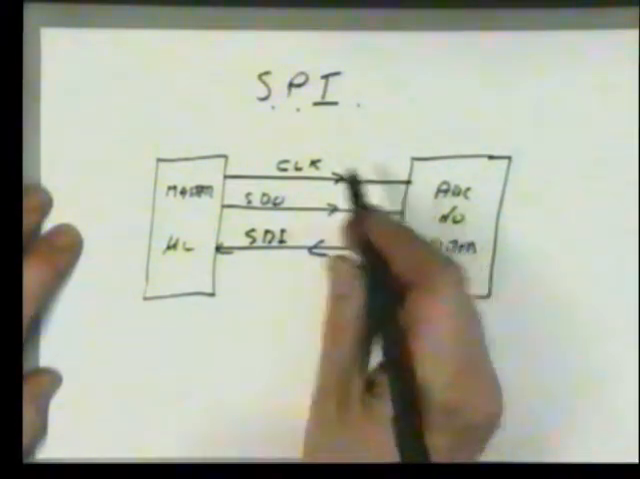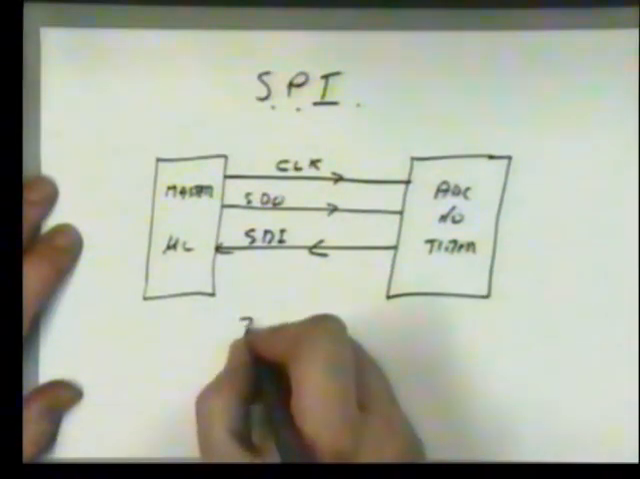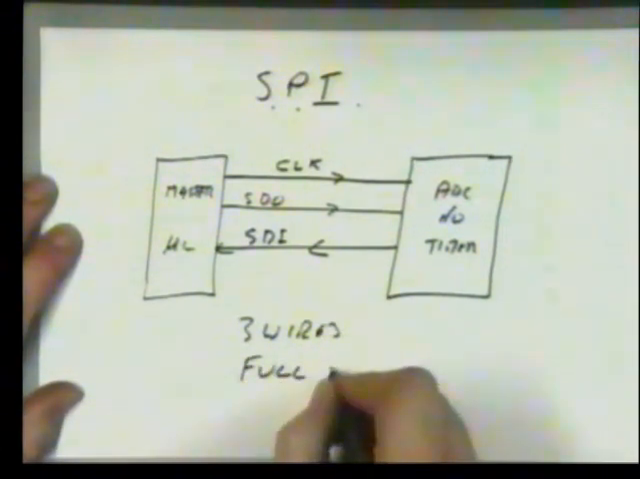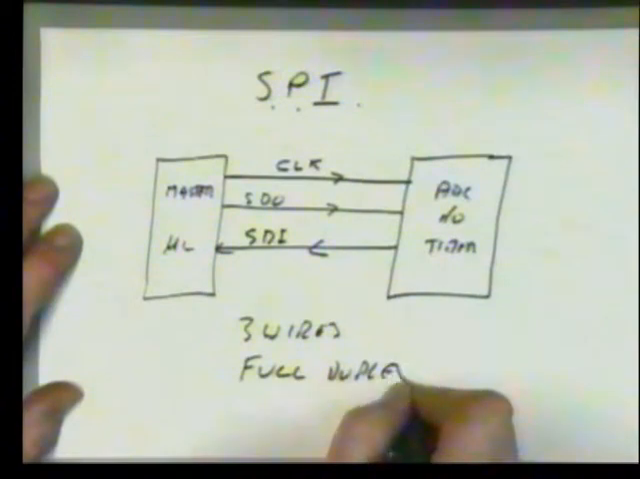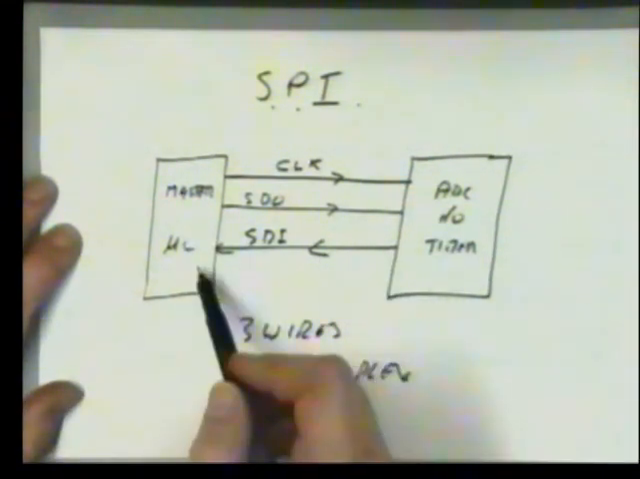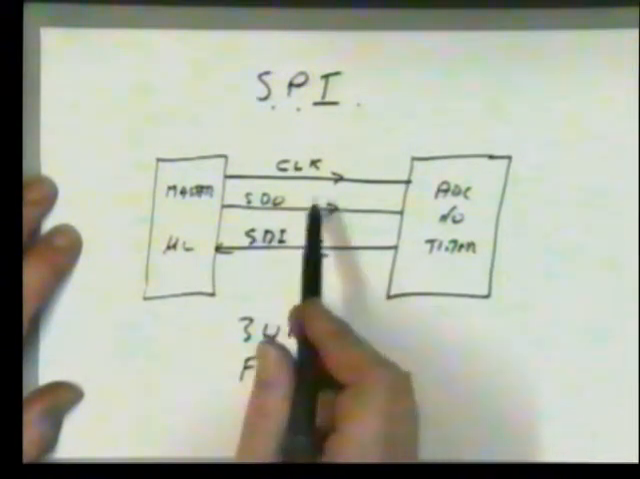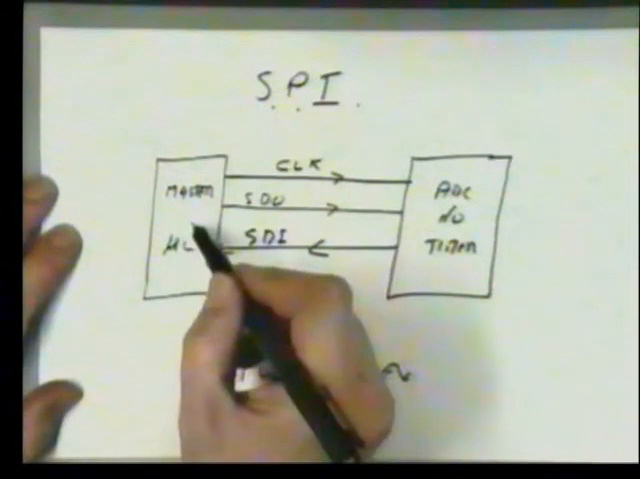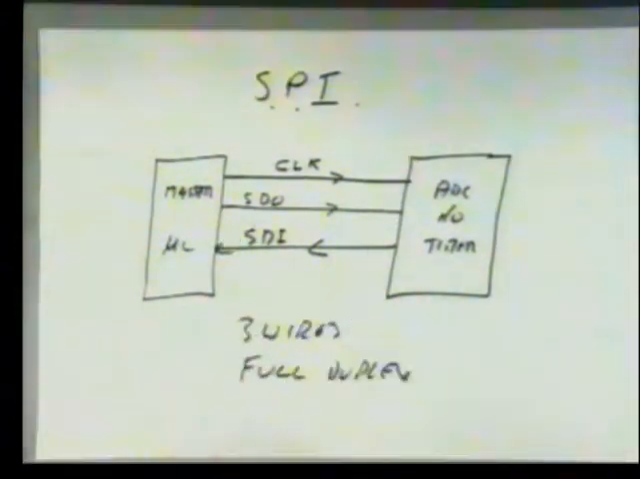So we have a 3-wire technique. These are the key things. 3 wires. It's full duplex. Why? Because both the master can talk to the slave and the slave can talk to the master simultaneously, because there's 2 wires. But the clock is always generated by the master. Now let's look in more detail at the software structures that make it work.